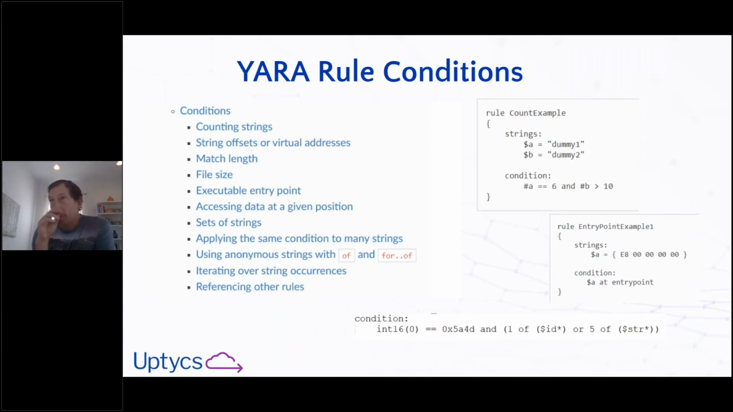So at the bottom there, you'll see the condition. So you have a number of strings or regular expressions and then the condition. And you can do some really nice things in the condition. Like here on the right, you'll see condition #A = 6, meaning that you have 6 of those strings inside of the file that you're scanning with YARA. And in this case, the number of string B is greater than 10. So it's looking for greater than 10 instances of that string dummy2 in this case.